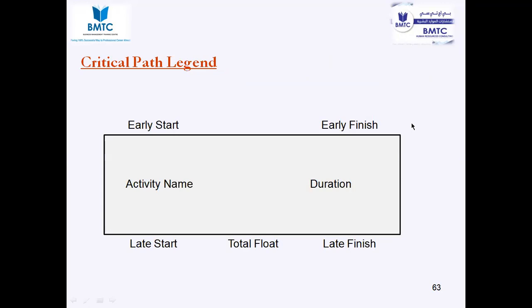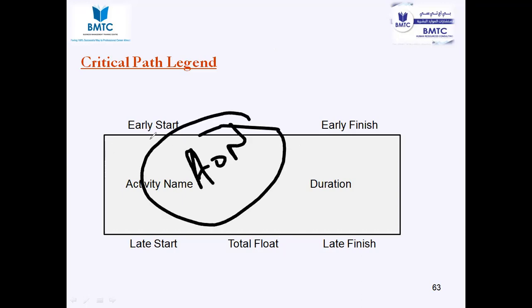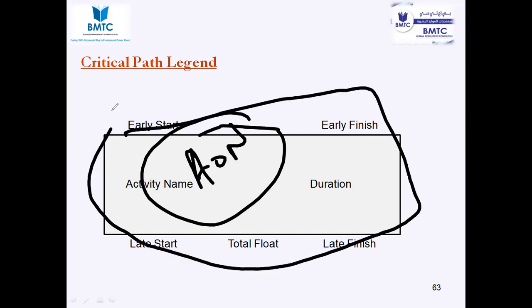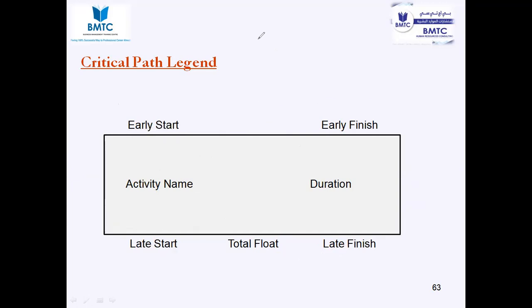Okay. What is this called? What node? Activity on node. So this box is called what? Activity. Right? So what we are doing, we are using the activity, we are using the node diagram.